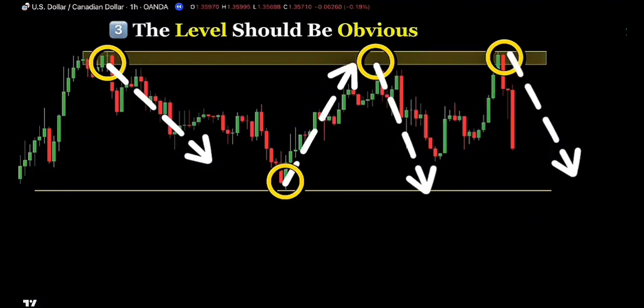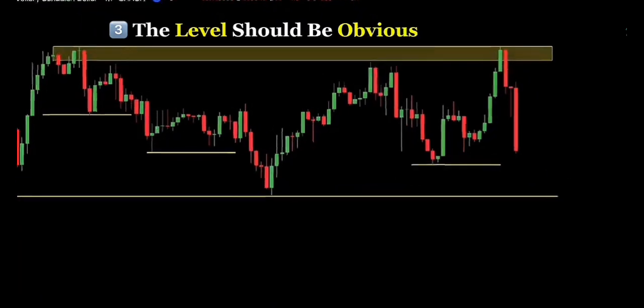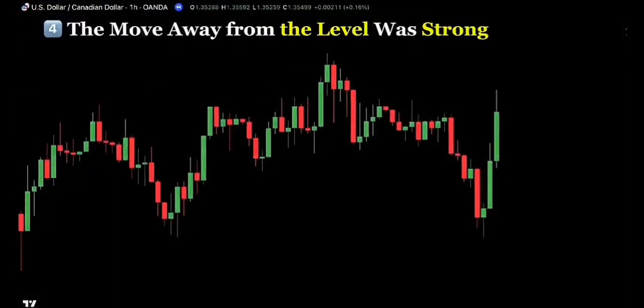In contrast, there are smaller, less noticeable levels that may still hold some significance, but they are mostly used for intraday trading. For now, the focus should be on the high-impact zones that the majority of traders are watching. And that's exactly why obvious levels matter. The more visible they are, the more traders will be paying attention to them, increasing the chances of price reacting at these areas again.